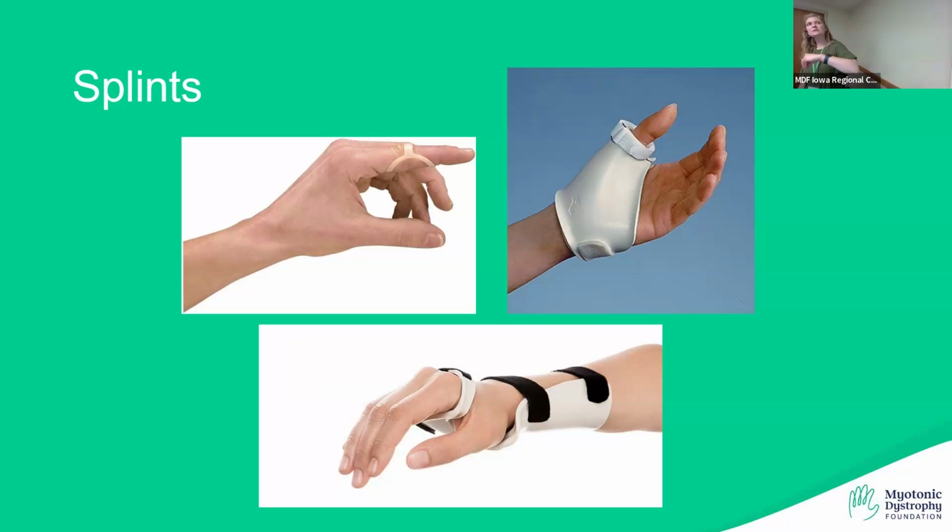One more thing that OT looks at in general, but in the myotonic dystrophy clinic too, is splinting. With muscle weakness, sometimes your hands or fingers can get stuck in a position that isn't necessarily functional or comfortable. So a splint can be fabricated to improve hand function, reduce pain, depending on what you need.